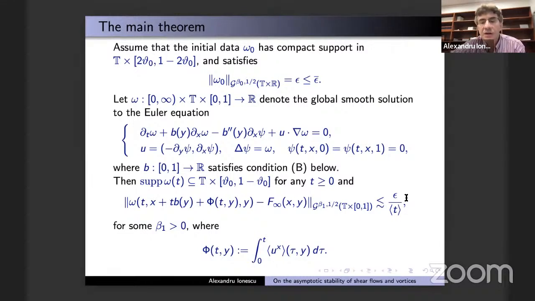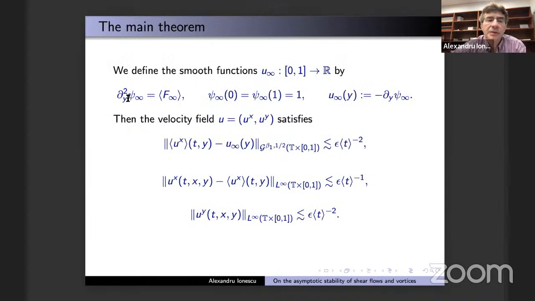So this is the main conclusion, that after this suitable correction, the vorticity converges to a final state at a certain rate. Now we can also derive information about the other pieces of the flow. For example, we can construct the psi. So the stream function also converges in the natural way to a final solution psi. The velocity field itself, the zero mode of u_x, converges to a final state, u infinity of y, at the rate of epsilon times t to the minus 2. All the other modes will converge to zero at the rate of epsilon times t to the minus 1. And the other component of the velocity field also converges to zero at the rate of epsilon times t to the minus 2.